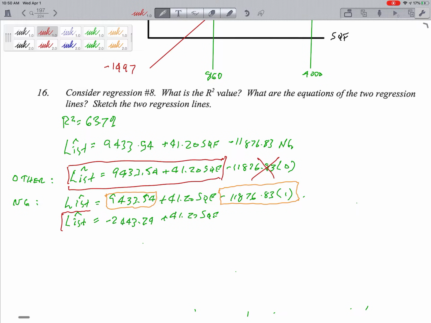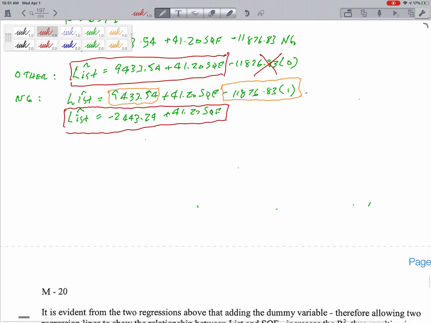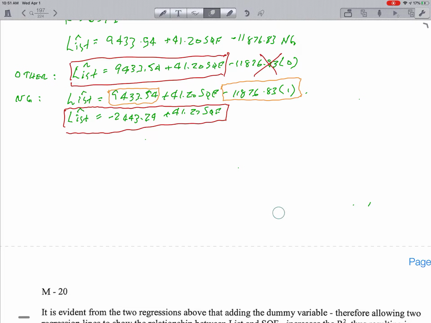And you can see why we call a dummy variable an intercept shifter. Both of these equations have the same slope, but they now have different intercepts. So let's actually draw that out down here. Let's get rid of a couple of little things, and I'm going to draw a little picture that looks like this.